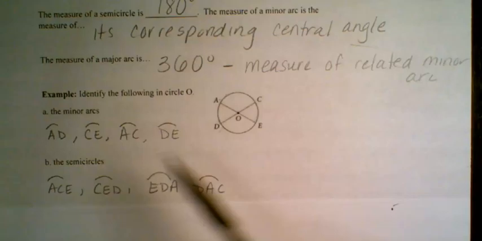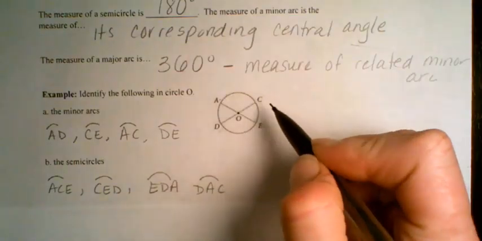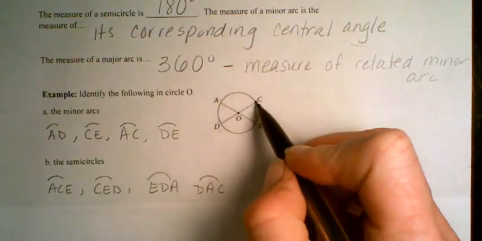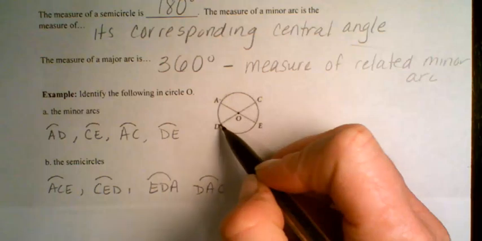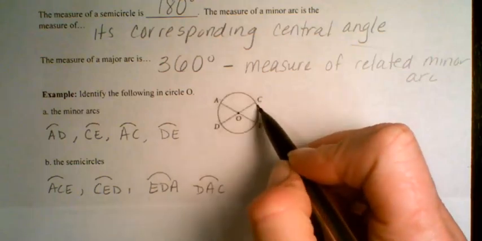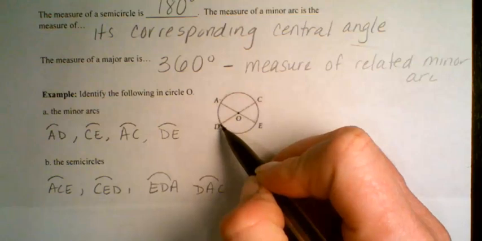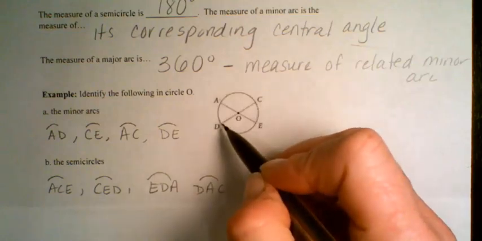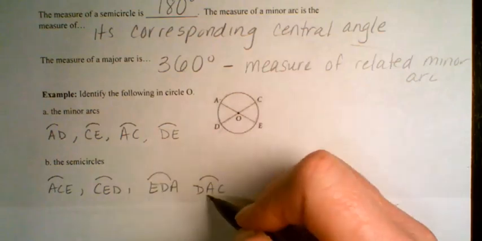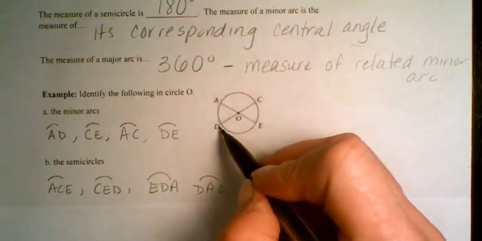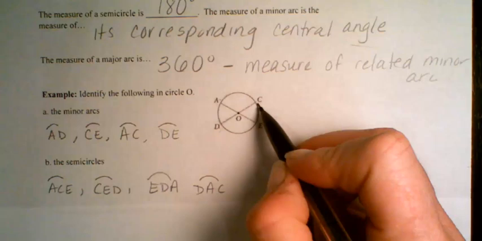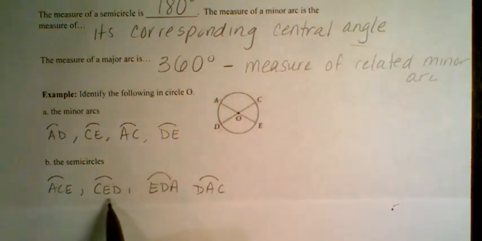Now it asks for the semicircles, exactly halfway across. That means if this is the diameter, you could go from one end to the other end. So we could do DAC, that's this one right here. We could also go DEC, which is this here, or you could say CED.